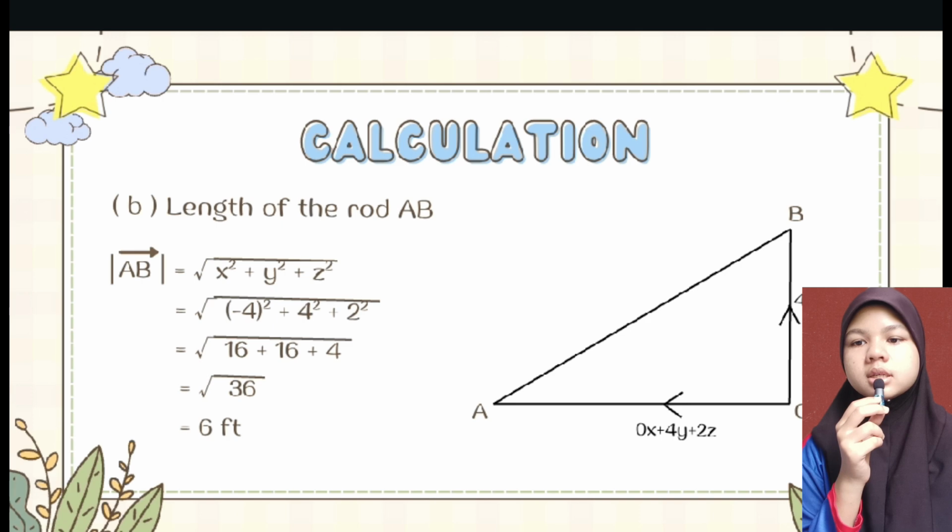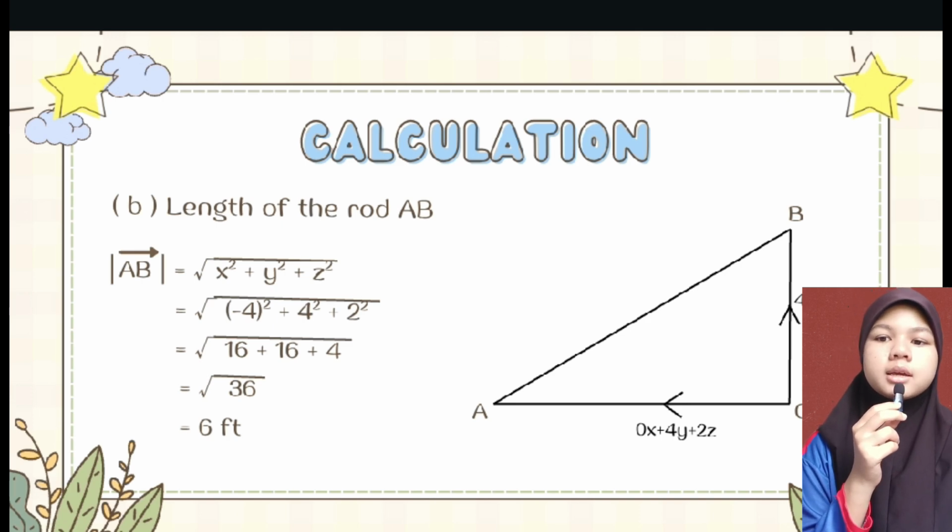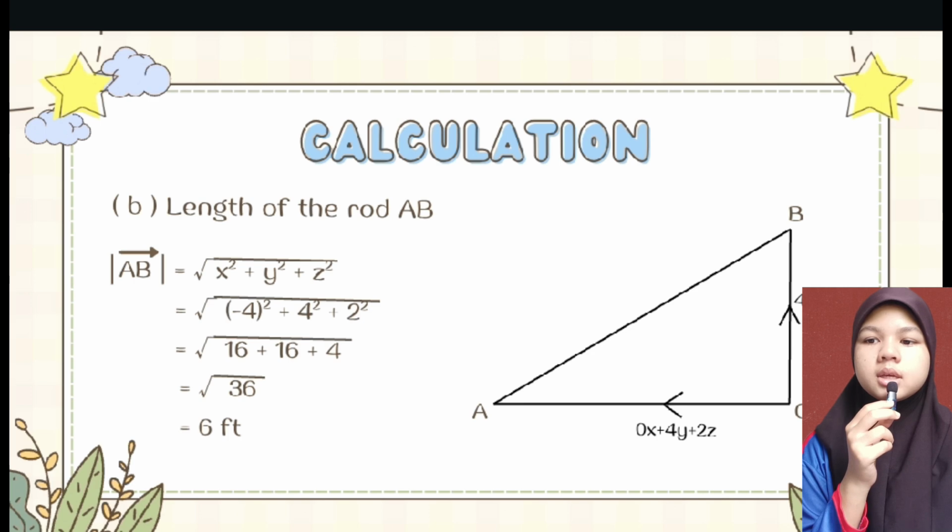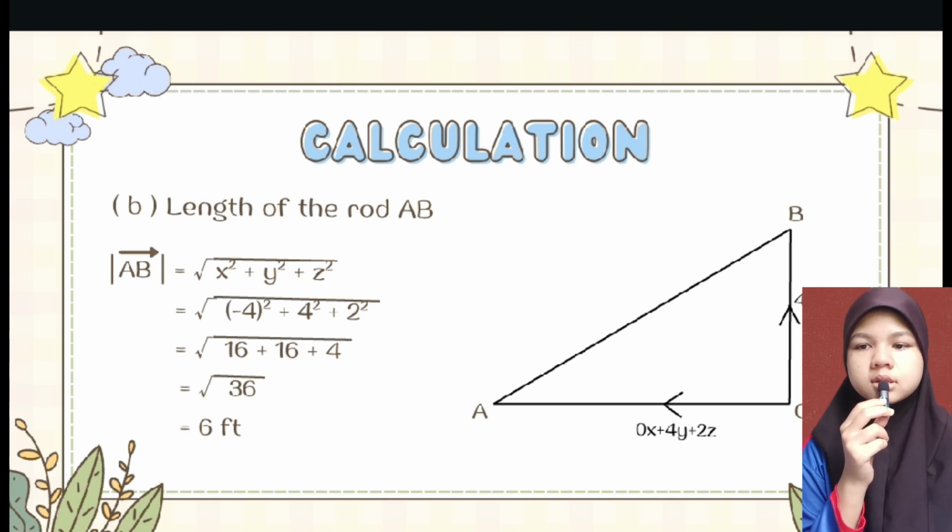Next question is to find the length of the road AB. To find it, the magnitude of vector AB is equal to the square root of x squared plus y squared plus z squared, which is equal to negative 4 squared plus 4 squared plus 2 squared, and we get the square root of 36. And the final result is 6 feet.